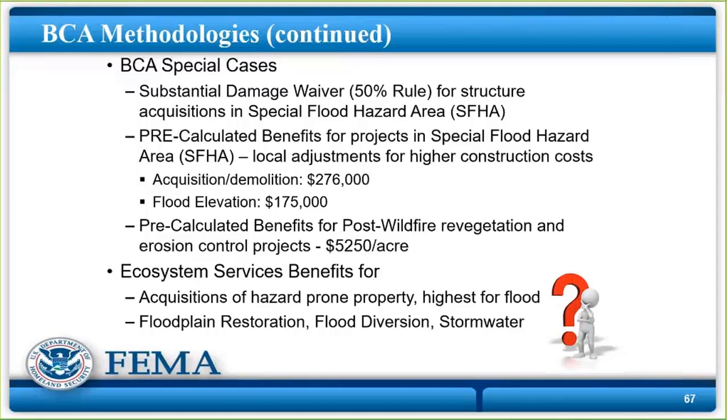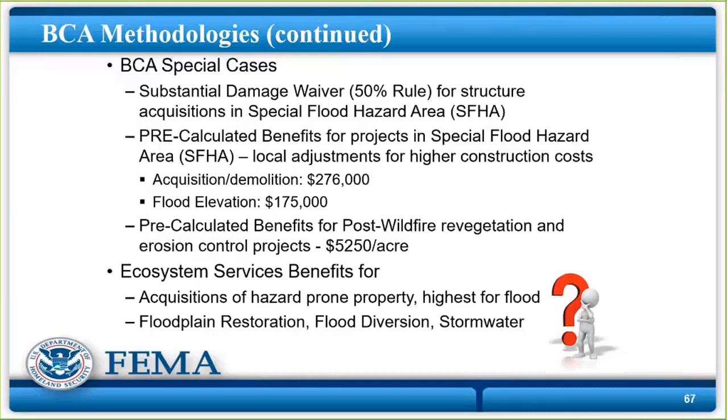If your project buyout was $500,000, then you have to go do the BCA, but you use the flood module, and you use the flood insurance study, helps with that, and it'll work out. Then there's also pre-calculated benefits for post-wildfire. If your project, revegetation erosion control project, is at or less than $52.50 an acre, you don't have to do a benefit cost analysis. It's already done for you.